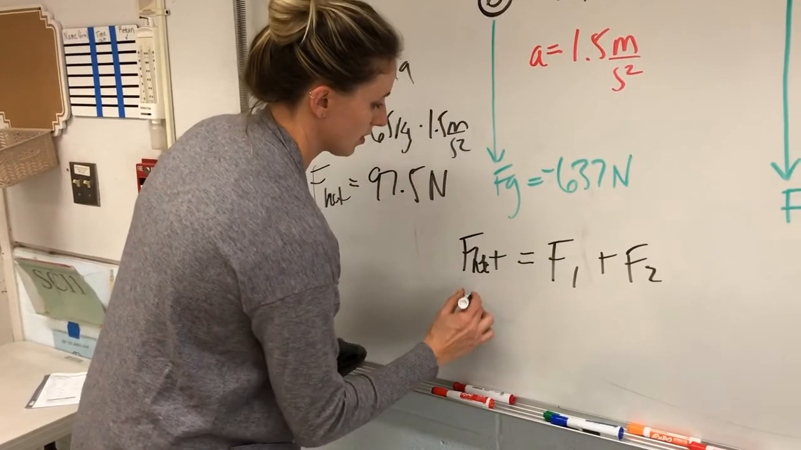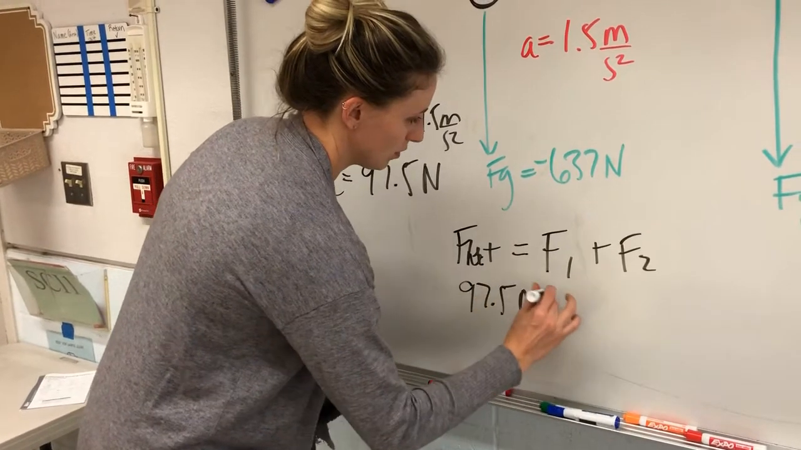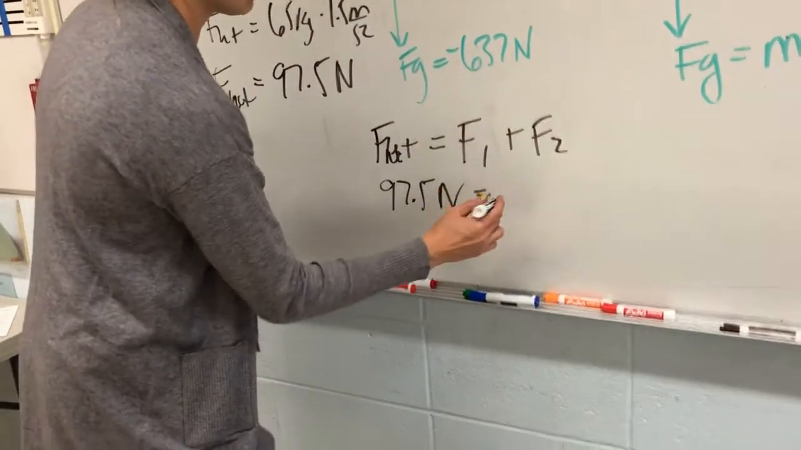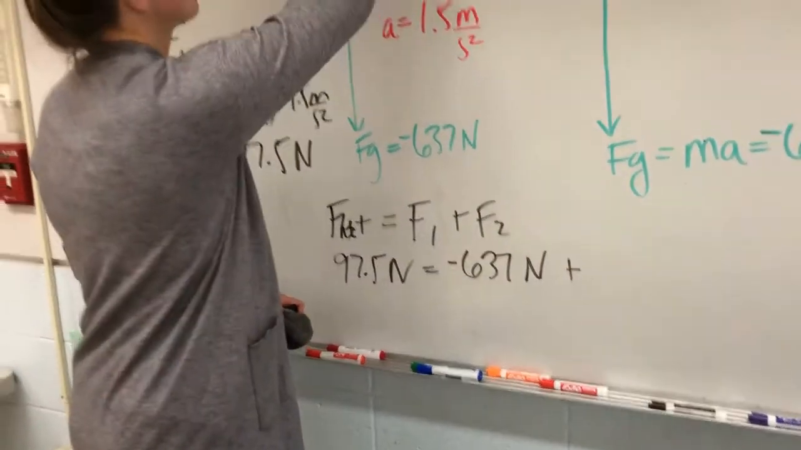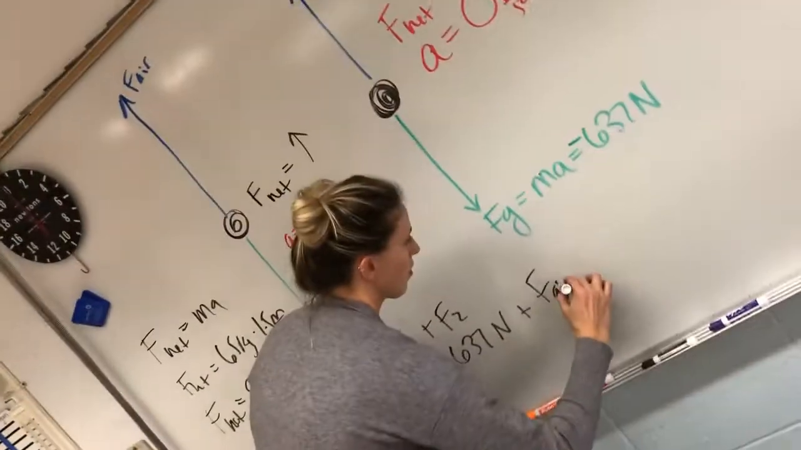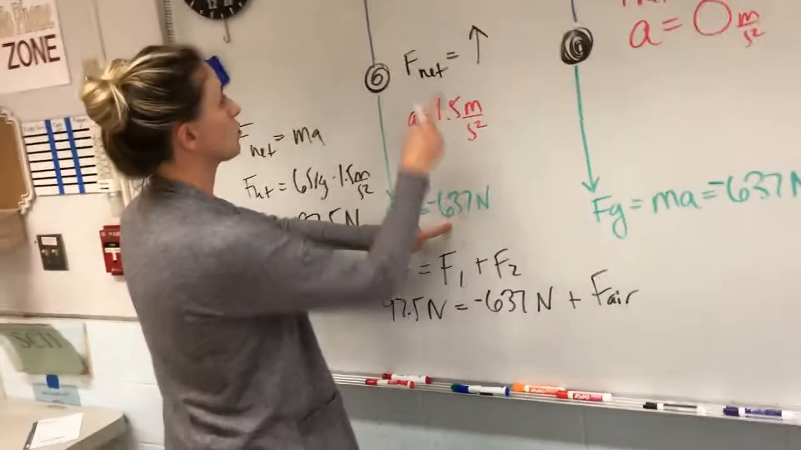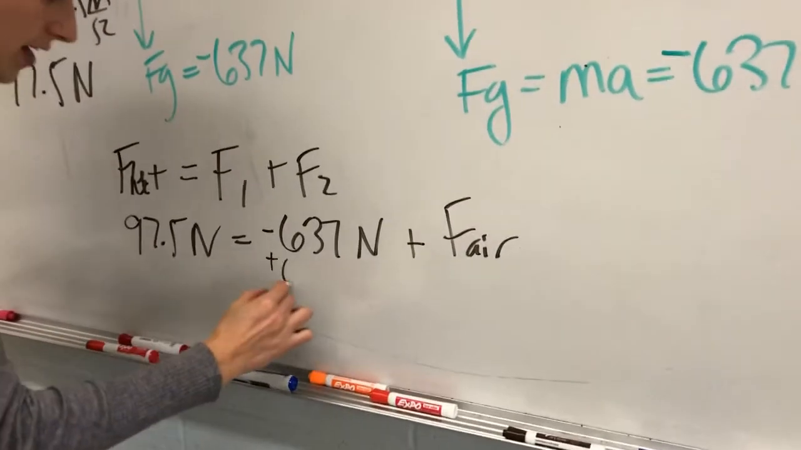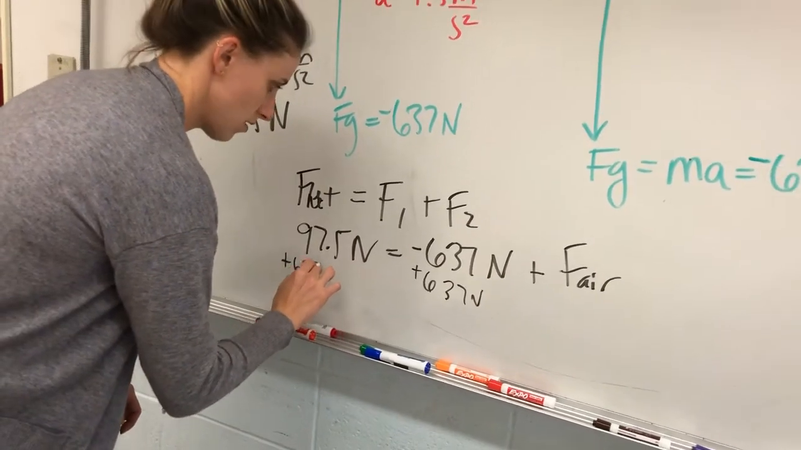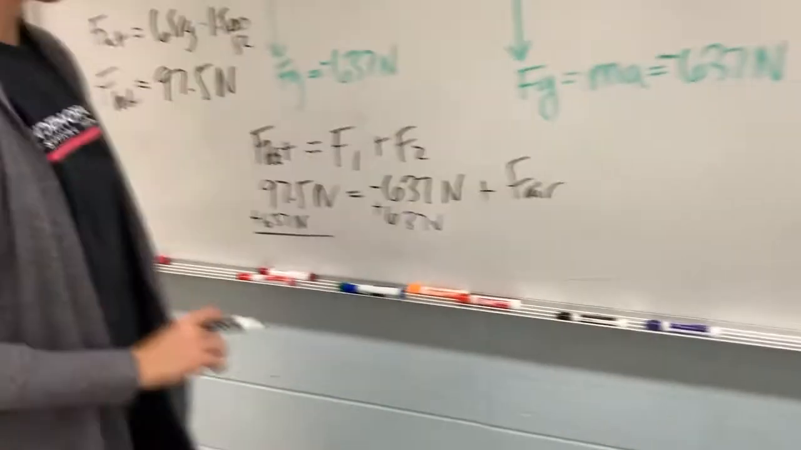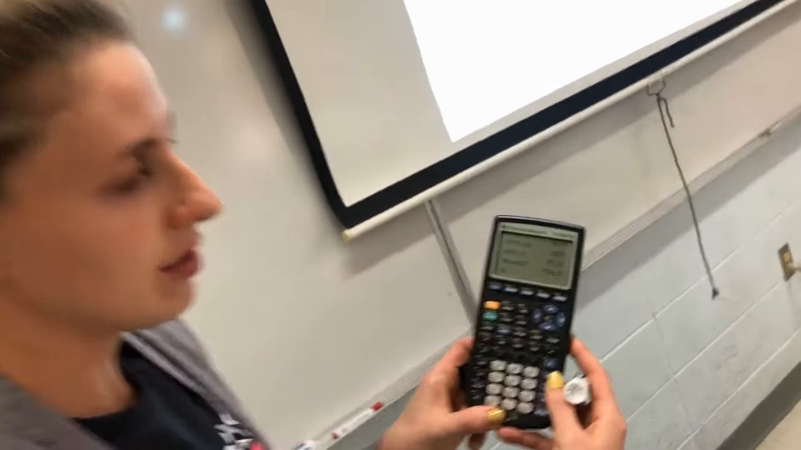Let me just put that in right now. So force net, 97.5 newtons, equals force 1, which we can call this, negative 637 newtons, plus force of the air. Force 1 and force 2. How can we solve for the force of the air? Let's add 637 newtons over here. 97.5 plus 637 is about 730. I'm just going to call it 735. That makes sense to me.